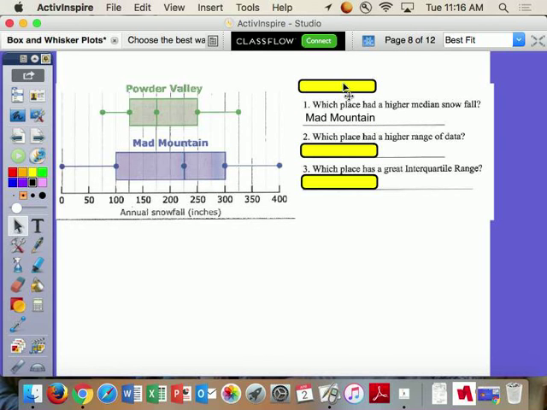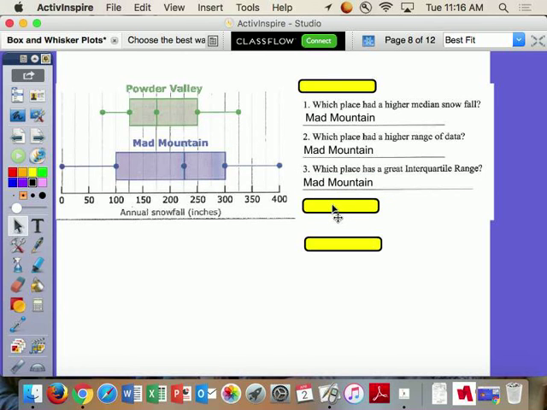Mad Mountain. Which one has a higher range? So the biggest minus the littlest. Which one would that be? Mad Mountain. Which one has the greatest interquartile range? So from here to here. From here to here. Which one's the bigger one? Mad Mountain. Okay, so those are all the same. That's not always going to be the case. Let's move on.